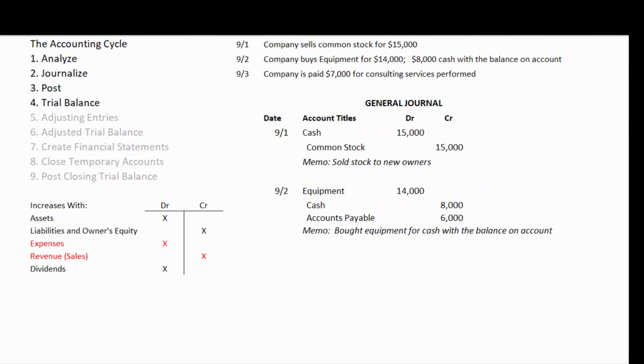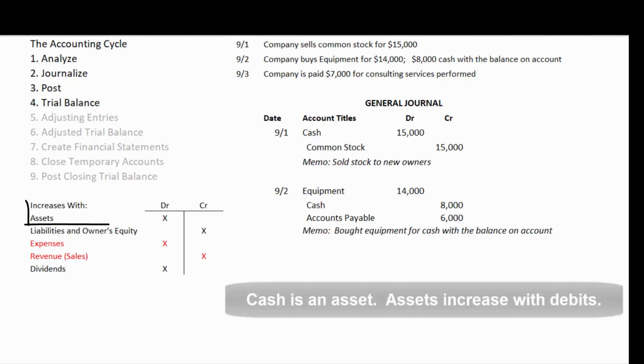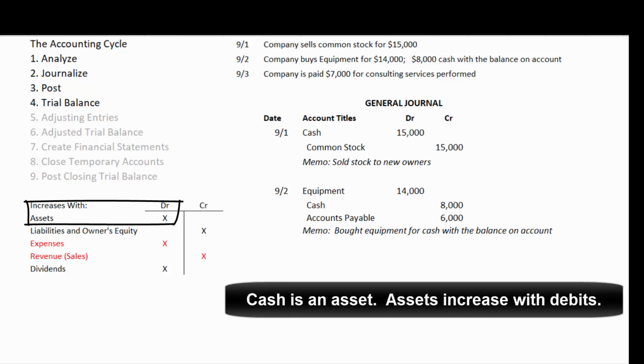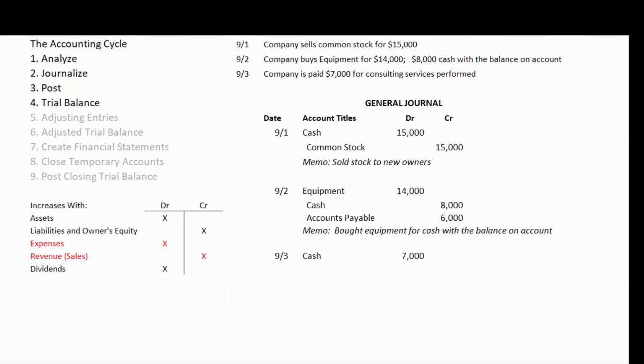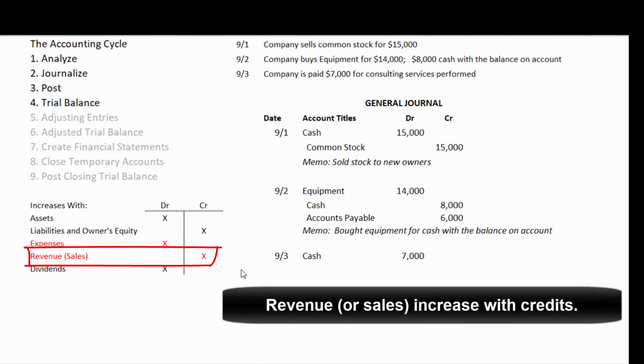On September 3rd, the company's paid $7,000 for consulting services performed. What's happening to cash? Cash is going up. Cash is an asset, increases with debit. So we write the debit first, and then we've got some revenue earned. Expenses are debits, so the opposite of expenses, revenue or sales, must increase with credits. So we'll skip down a line, indent a little bit, and write the credit.